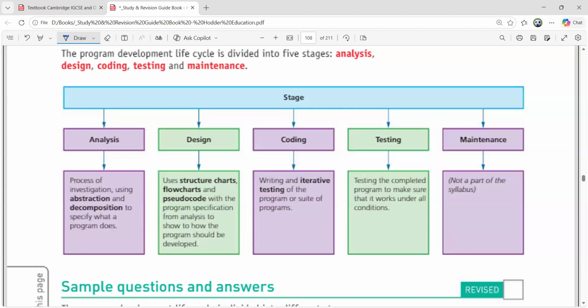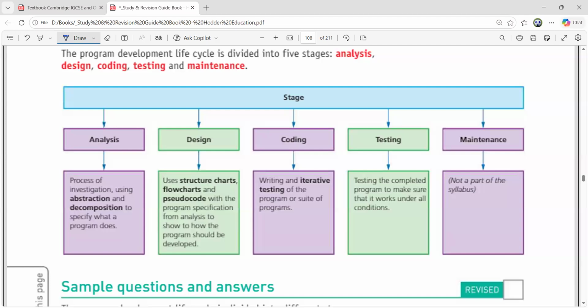And just reminding you, if you remember, we have talked about 3 types of errors. The first one is syntax errors, the second one is logic errors, and the third one is runtime errors. So the testing is done just to remove any sort of syntax, logical, or runtime errors. Lastly, it's not a part of the syllabus, but still you need to know what maintenance is basically.